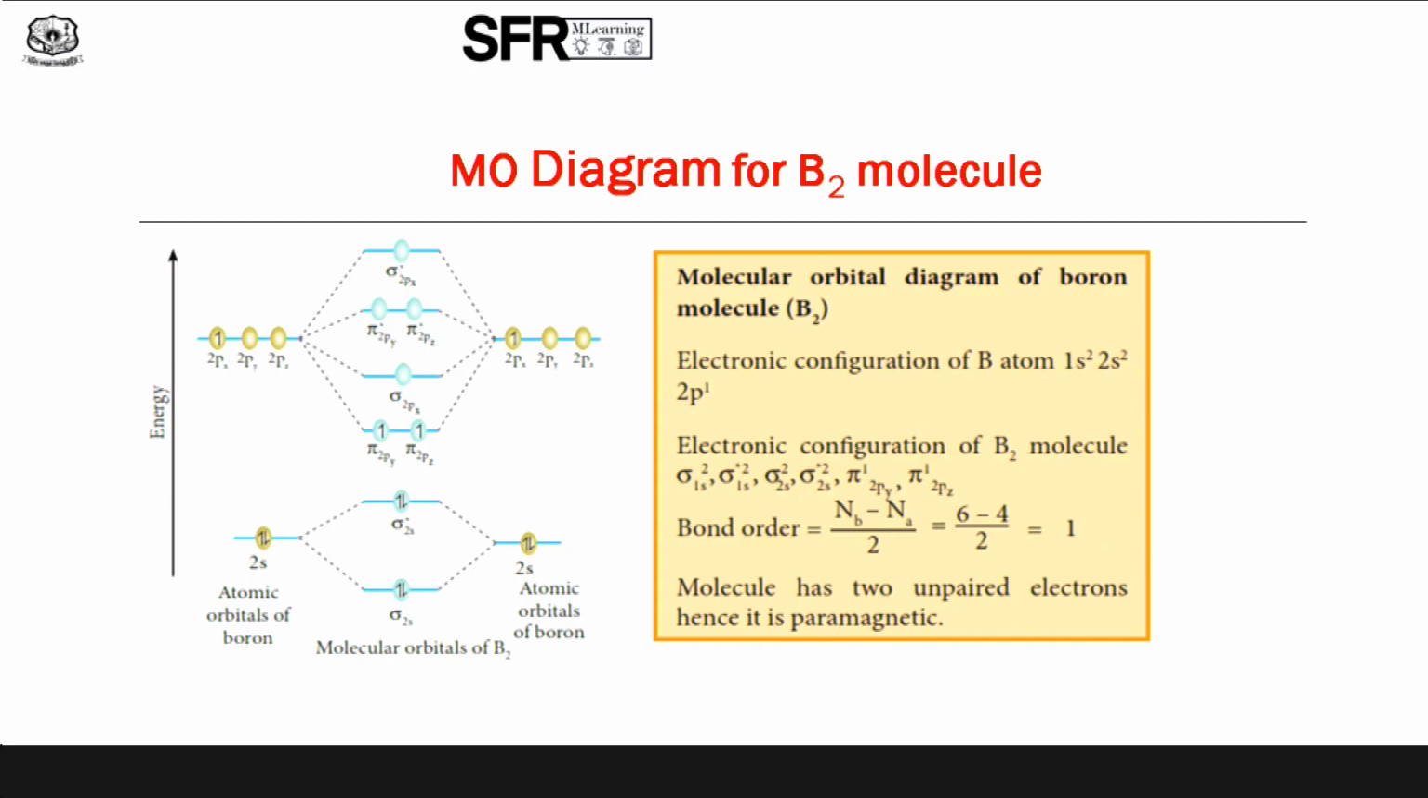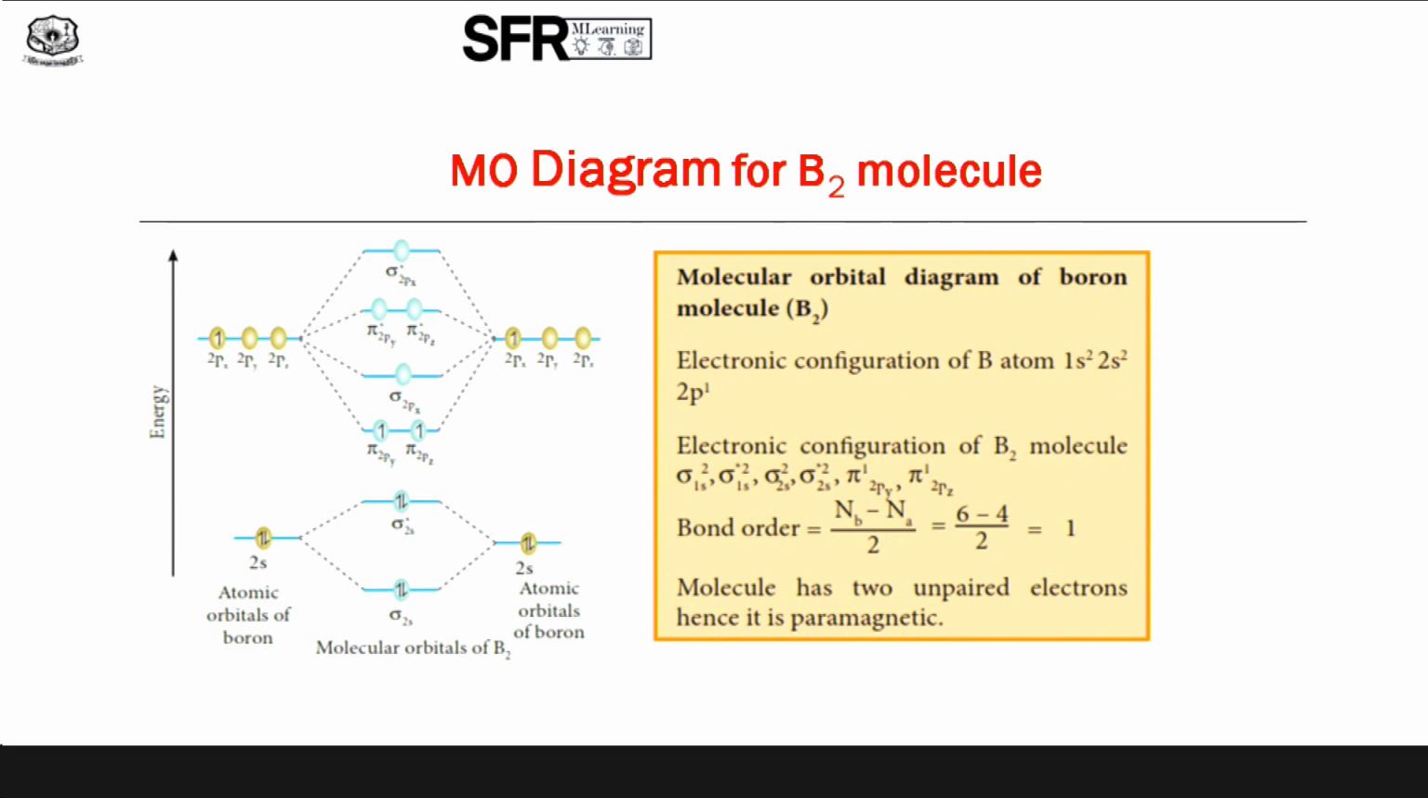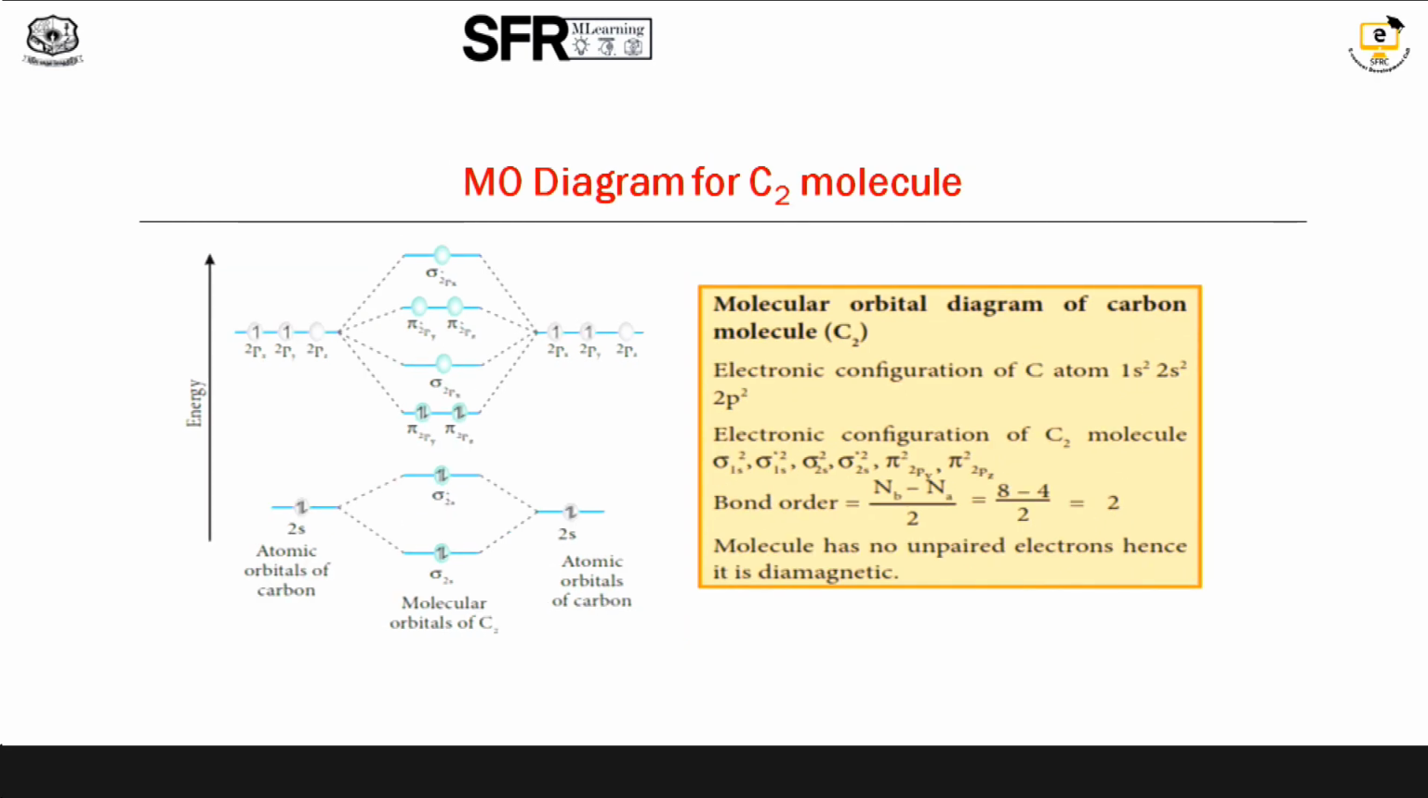This is the MO diagram for the boron molecule, and this is the MO diagram for the carbon molecule. The atomic number of carbon is 6, so it has the electronic configuration 1s2, 2s2, 2p2. Similar to the boron molecule, there is one more electron in the 2p orbital, so each carbon atom has a 2p2 configuration, represented in the MO diagram. We already know how the 2s orbitals combine to form the molecular orbitals. Then the 2p orbitals of each carbon, carrying 2 electrons, combine to form the molecular orbitals.